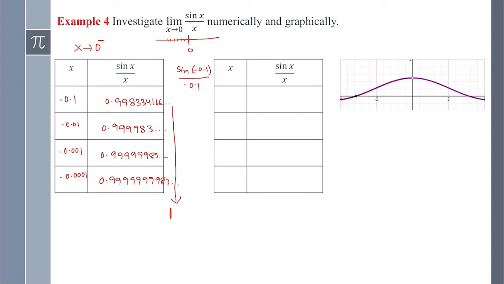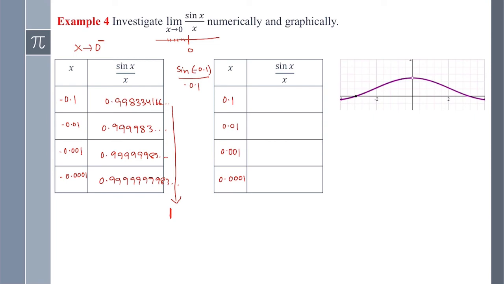So let's leave that there, and then let's take some values from the right. We can take the same values from the right. Let's take the positive values. So we take 0.1 and we move closer, which is 0.01, and then 0.001, and then 0.0001, which is very close to 0. Now, the good thing here is if you plug this into your calculator, you are going to get the exact same values that you have for the negative, and you can verify that by putting it into your calculator. I already have the values here, so I'm going to write them.